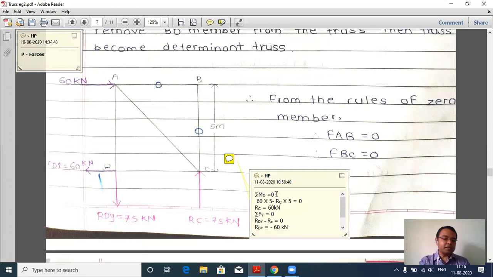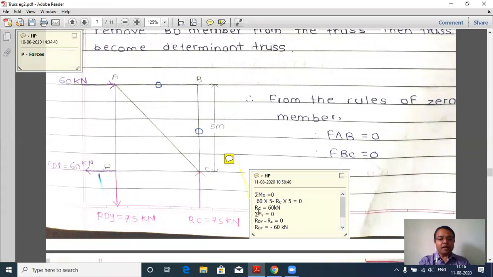Apply this equilibrium equation. So 60 into 5, this is going clockwise. Next, plus minus RC into 5, that is anticlockwise, that's why minus. From this you are getting reaction RC as 60 kilonewton, positive. We are getting a positive answer. What it means? The assumed direction is correct. As previously assumed, the direction of RC was vertical, so the vertical direction is correct.